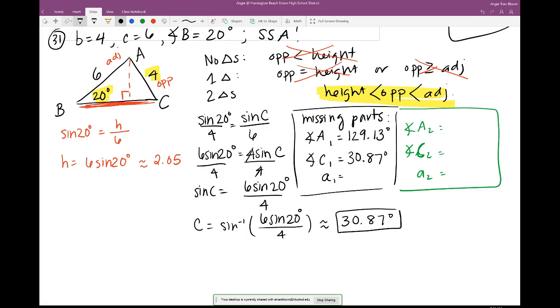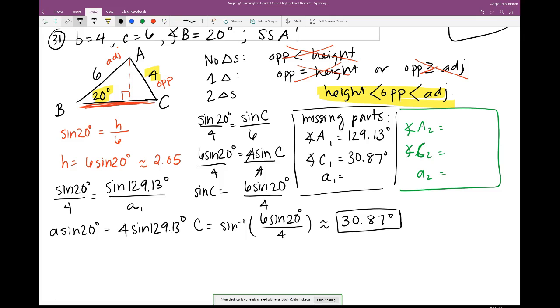How do we find little a? Sine of 20 degrees again, right? Sine of 20 degrees over 4 equals sine of 129.13 all over little a subscript 1. All right, cross multiply, here we go. A times sine of 20 degrees equals 4 times sine of 129.13 degrees. Divide both sides by sine of 20 degrees.